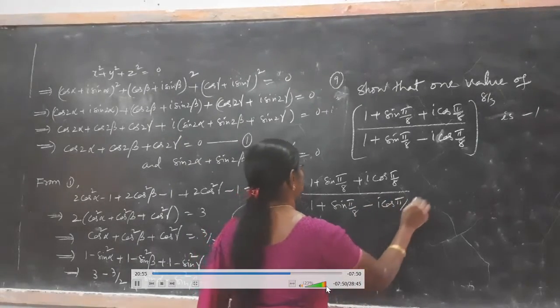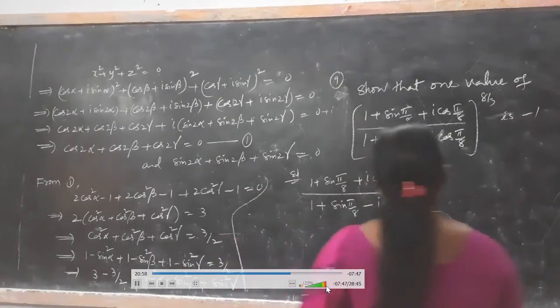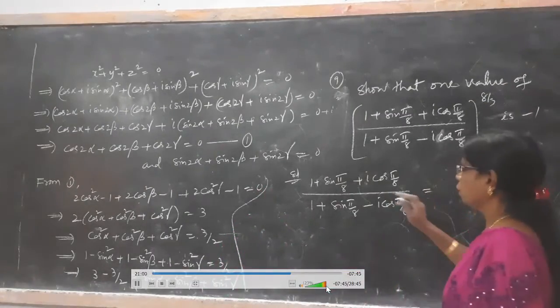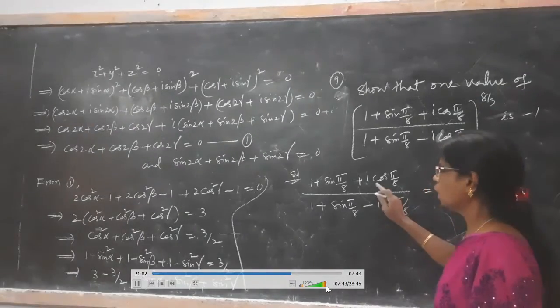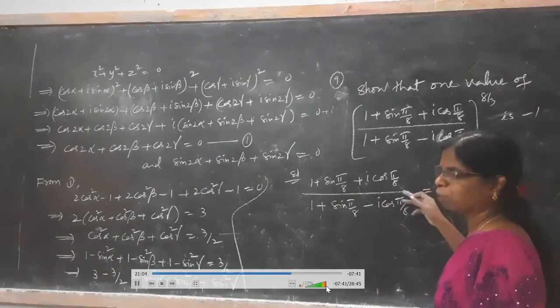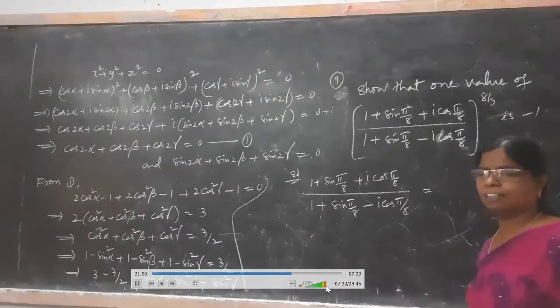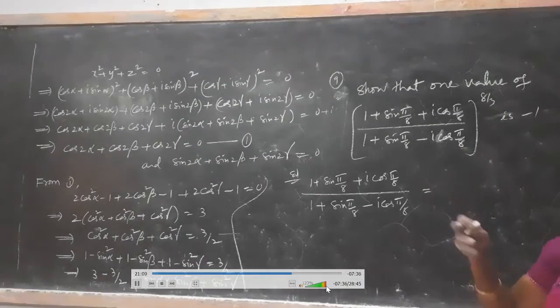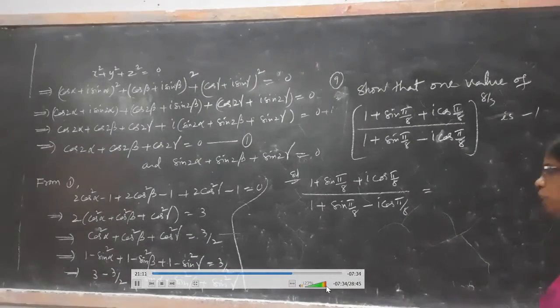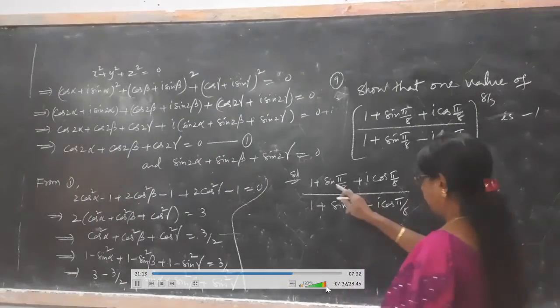I write like this. See here what I am doing. We always have the cos theta plus I sin theta format. We write that as cis theta, and cis theta power n is cis n theta. We can apply de Moivre's theorem.